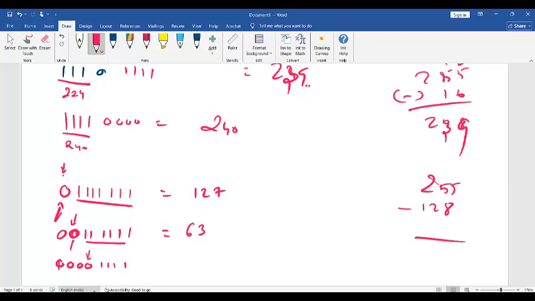What is the value of this one? 16. So 15. Exactly. You try adding this. 8 plus 4 plus 2 plus 1, 15. You understood? Okay. Now, this knowledge is important for you when we do a topic called subnetting.